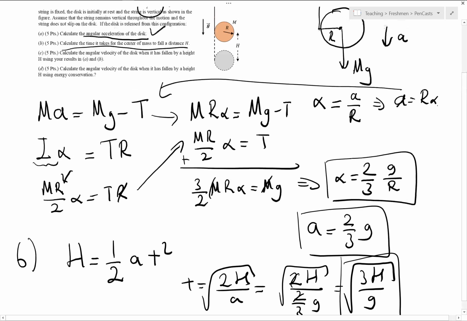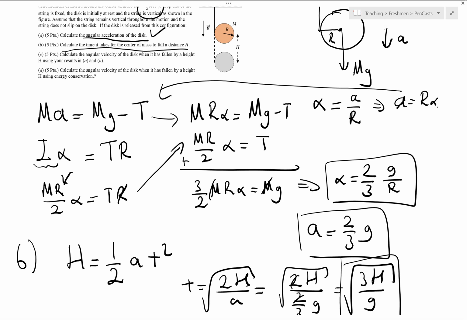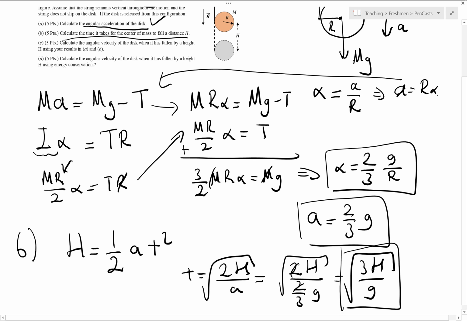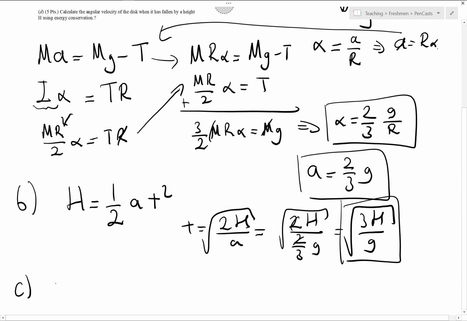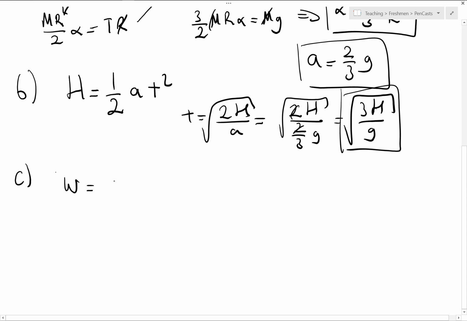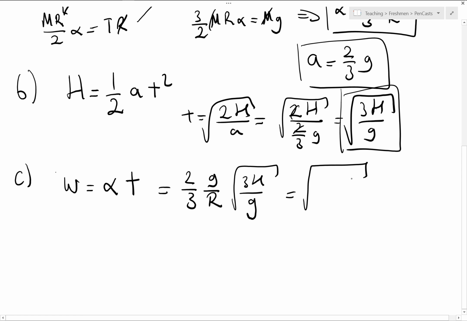Okay. Calculate the angular velocity of the disk when it has fallen by a height h using our results in A and B. Well, angular velocity of the disk, omega, will be just alpha times t. Initially it was not rotating. Alpha we find as 2/3 g over r. t we found as square root of 3h over g. So let's put everything into a big square root.